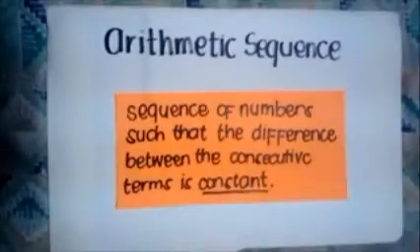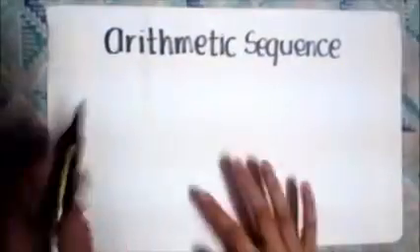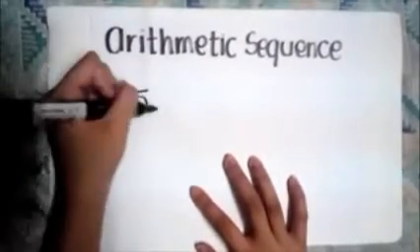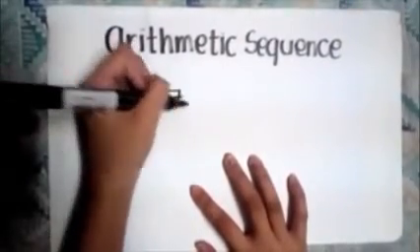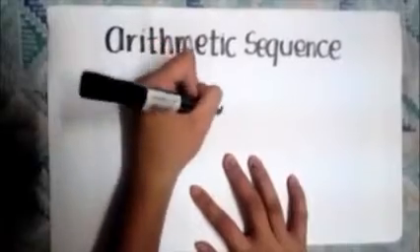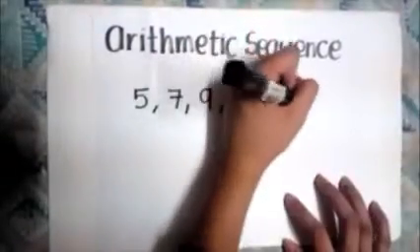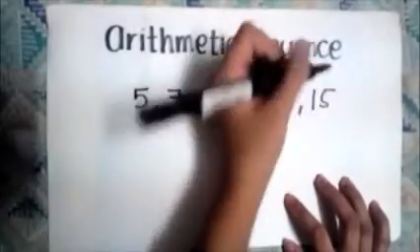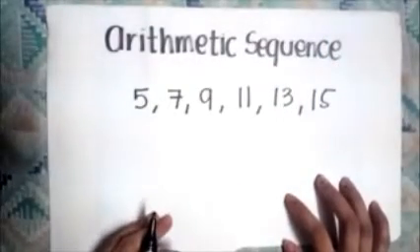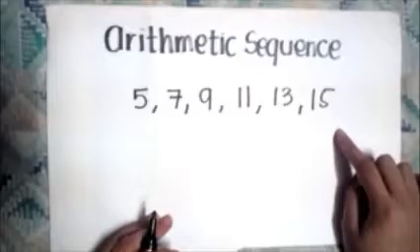So let's have an example. We have 5, 7, 9, 11, 13, and 15. We need to find the difference between the terms of this sequence.